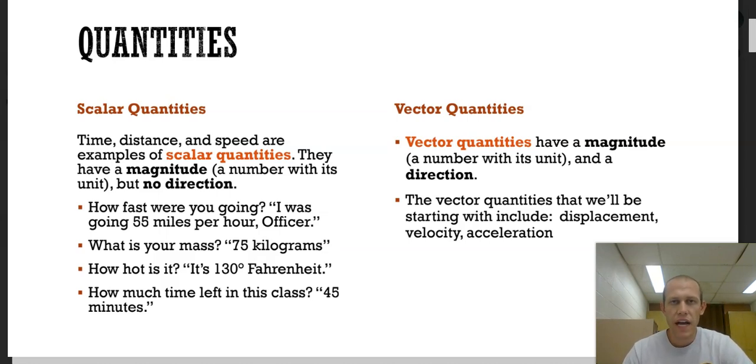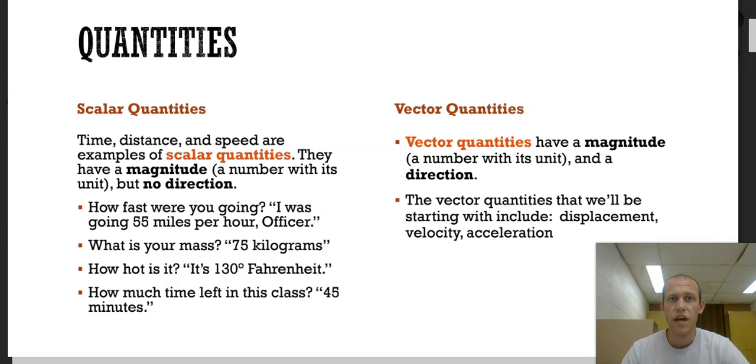So, how fast are you going? You could say 55 miles per hour. What is your mass? 75 kilograms. What's the temperature? 130 degrees Fahrenheit. How much time is left in class? 45 minutes. It's only a number. That number should have a label, but it is only a number, no direction specified.